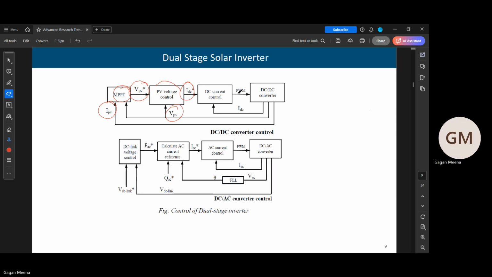And this generates the PWM pulses for the gate driver circuit of the DC-DC converter. Output of IDC goes to the DC current control. So, PV voltage control and MPPT.